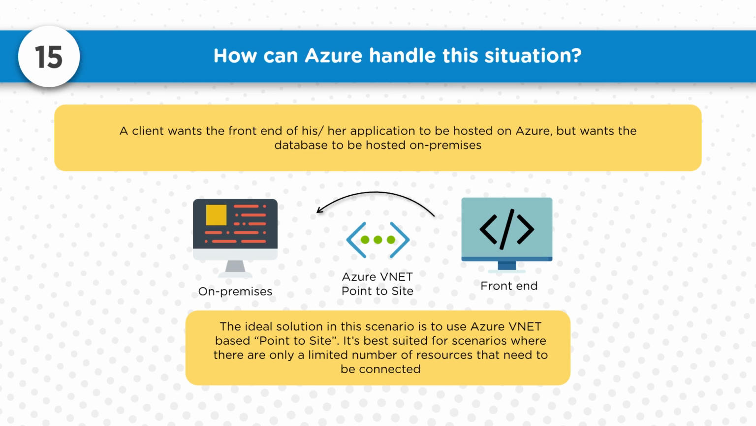The ideal solution in this scenario is to use the VNet-based point-to-site VPN solution. All the front-end applications will be in the cloud, hosted in a VNet, and from the VNet they'll connect to the database through a point-to-site VPN. So the traffic, the writes and the reads, are not coming through the internet but through a point-to-site VPN link that connects the Azure VNet and the on-premises environment. This approach is best suited for scenarios where only a limited number of resources need to be connected between on-premises and the cloud.